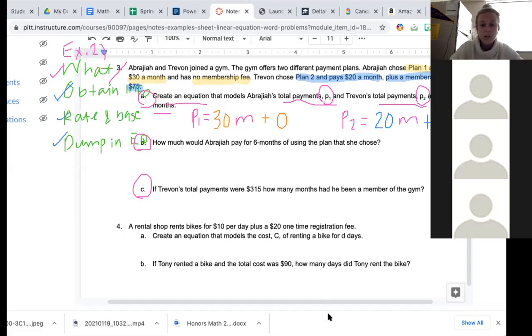It's a totally new question, so I'm gonna read it. How much would Abrasia pay for 6 months? What did I give you? Did I give you P or did I give you M? M. Yeah, I agree. I was waiting for somebody else to say it too. It says how much, so we don't know the price, but what we do know is that Abrasia went to the gym for 6 months.